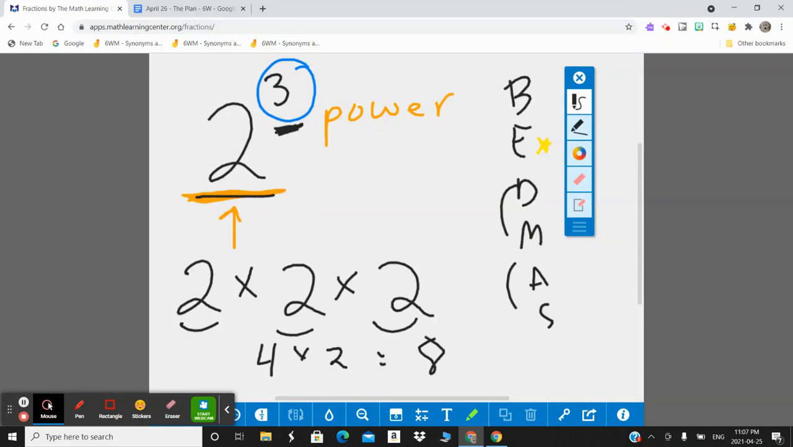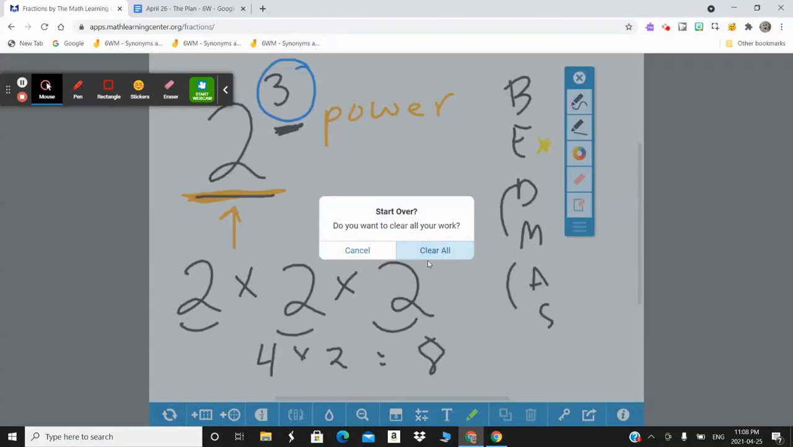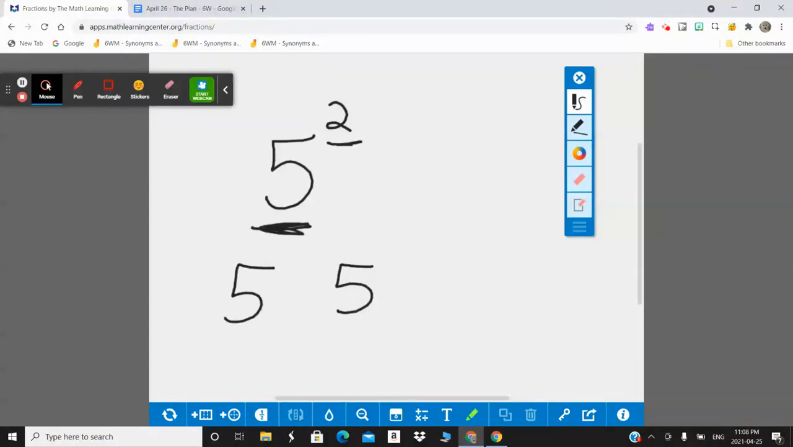Let's look at another one. Let's look at another exponent. So if you had, let's say, 5 raised to the power of 2. So 5 is my base. 2 is how many times I need to multiply it by itself. So I'm going to write 2 number 5's. That tells me there. 5 times 5, 25.